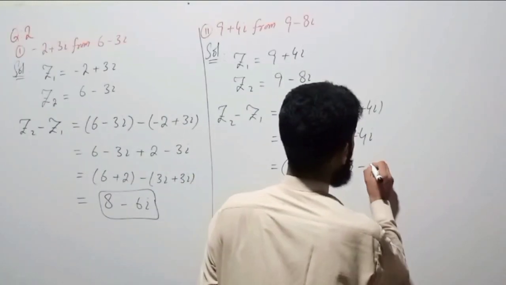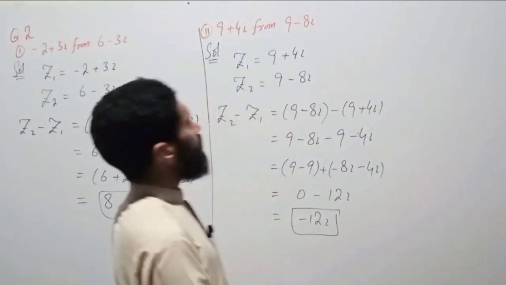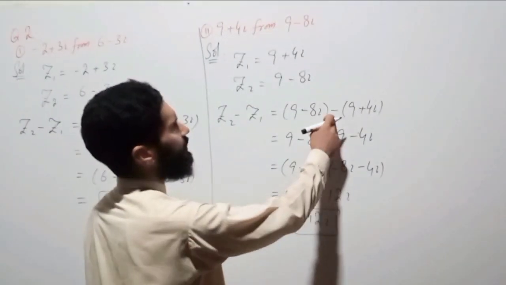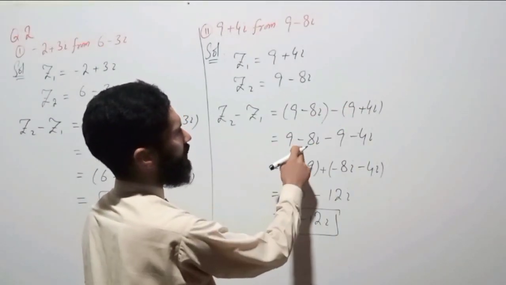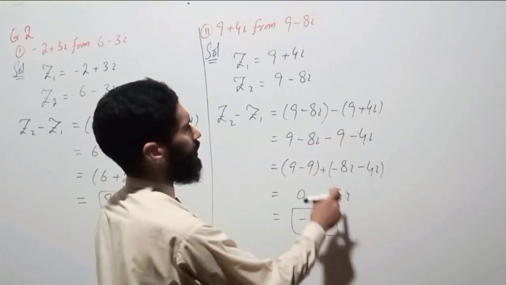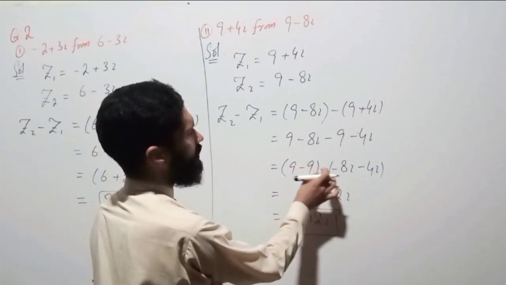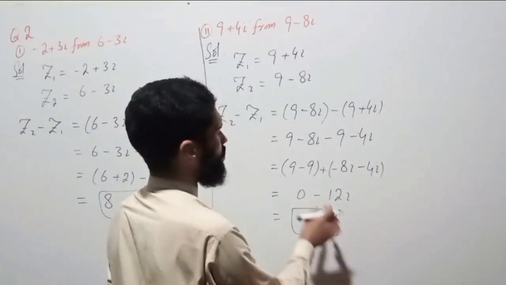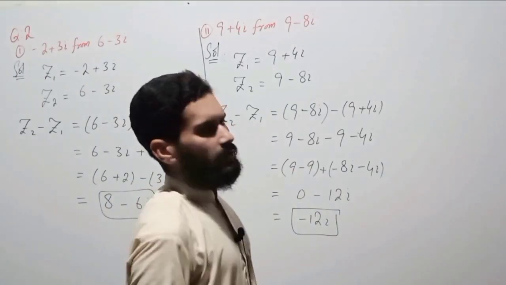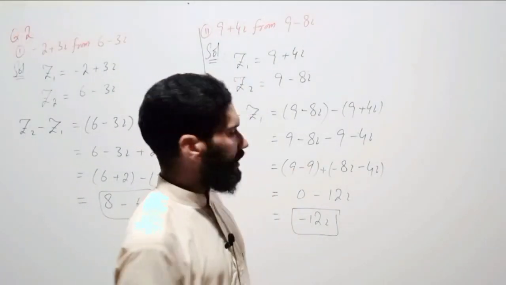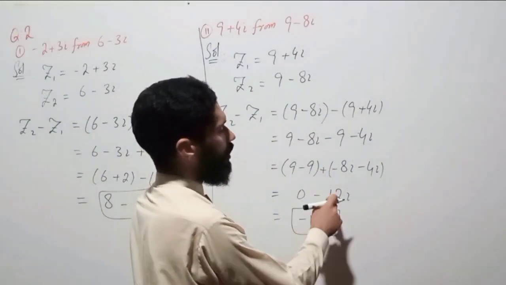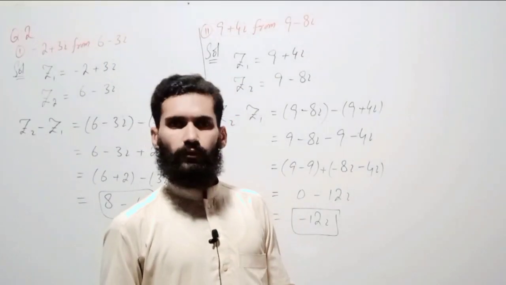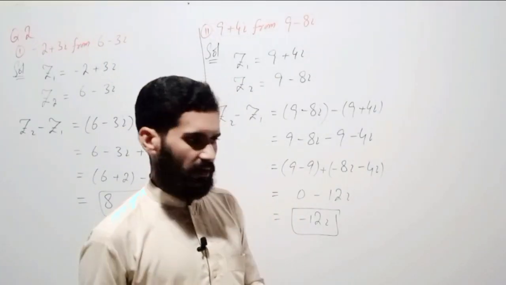So z2 minus z1 is 9 minus 8 iota minus 9 plus 4 iota. Applying the minus sign, 9 minus 8 iota minus 9 minus 4 iota. Real part with real part, 9 minus 9, gives 0, plus imaginary part with imaginary part, negative 8 iota minus 4 iota, gives negative 12 iota. Negative into positive is negative, so the result is negative 12 iota. This is the required result. Now the part 3 set.